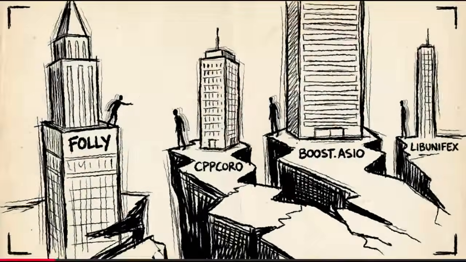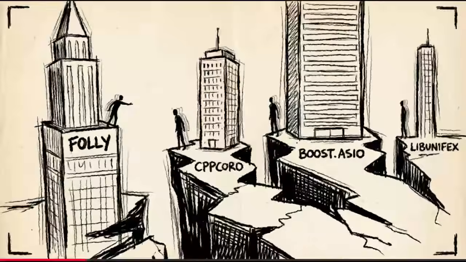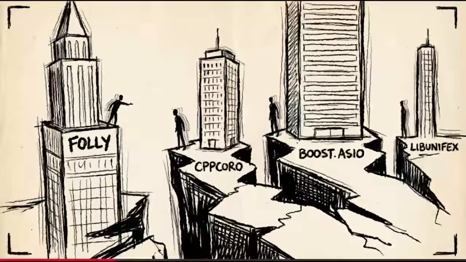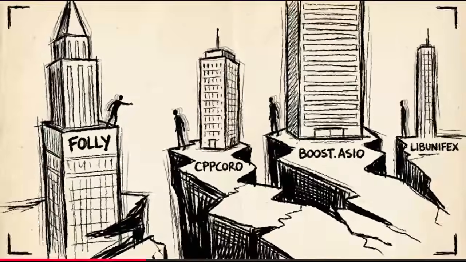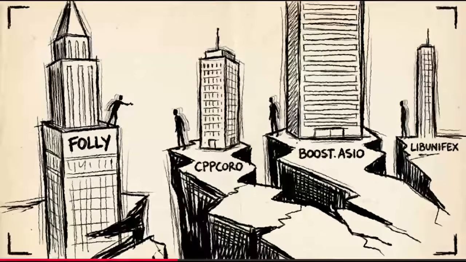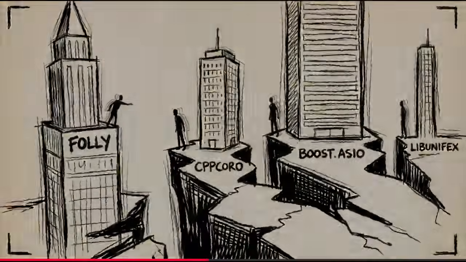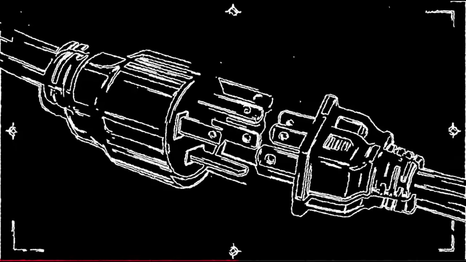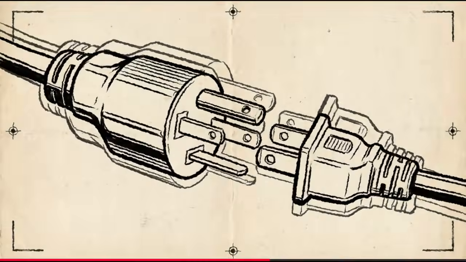But the consequence is that now we have a Tower of Babel. We do. You have folly::coro, from Meta. You have cppcoro. You have boost.asio. And here's the problem. They don't play nice together. They're not interoperable. Not easily. You can't just co_await a folly task inside a Boost Asio coroutine without writing these messy adapter layers. It slowed down adoption significantly. People just looked at it and said, too hard.